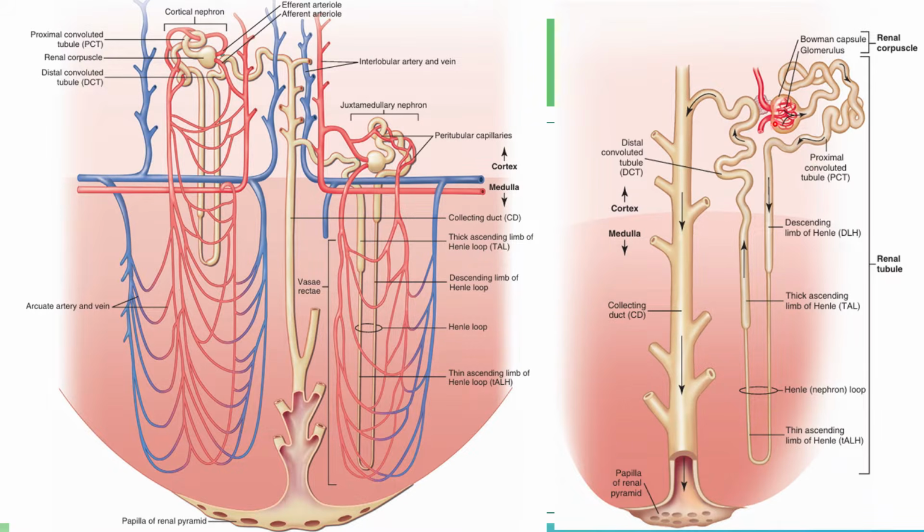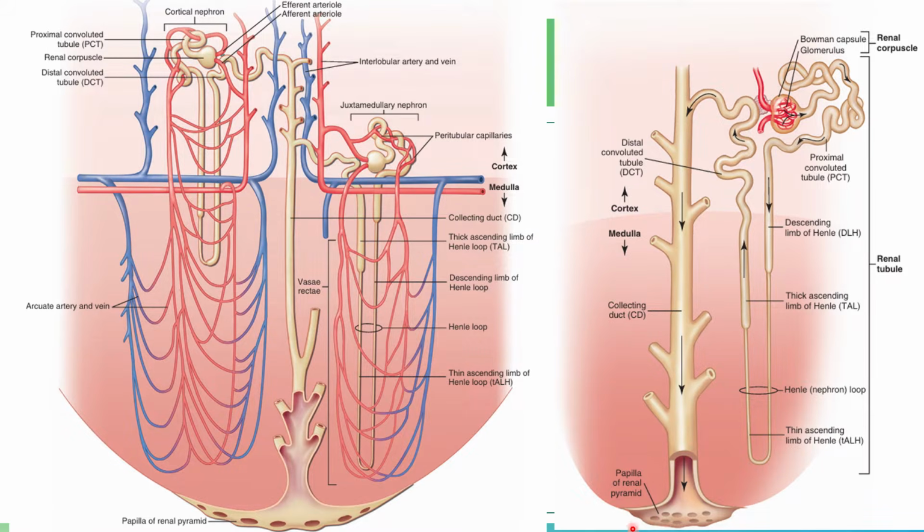Please note that your loop of Henle is located in the medulla. And then the glomerulus, or the renal corpuscle, together with the proximal convoluted tubule, are usually located in the cortex of the kidney. Your proximal convoluted tubules occupy most of the cortex.